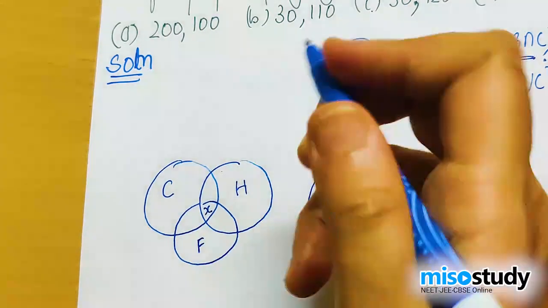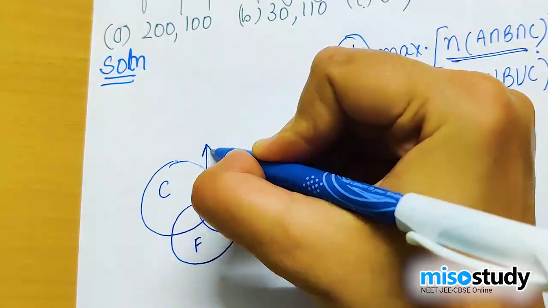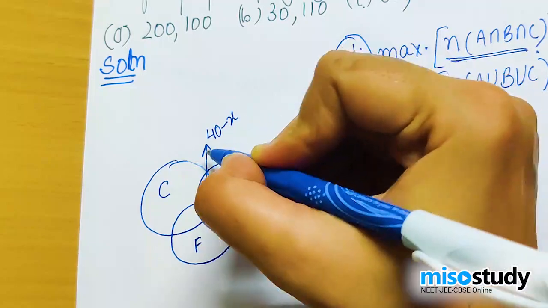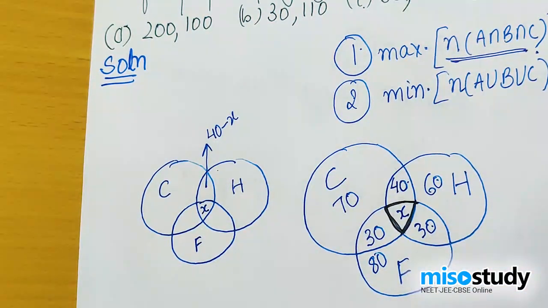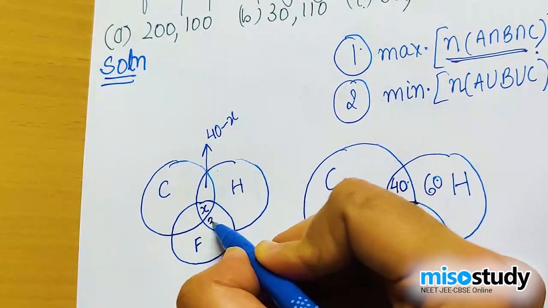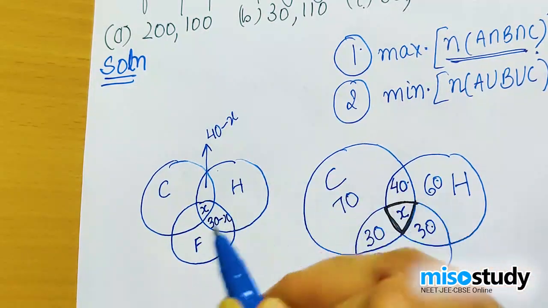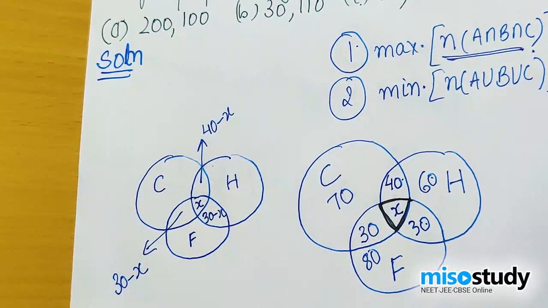If this is X, and this complete is 40, how much would be this? 40 minus X, of course. So if you add two of them, you get 40. Yes or no? Alright. So if this is X and this complete is 30, this would be 30 minus X. I hope I'm making myself clear. And this also would be 30 minus X, right?